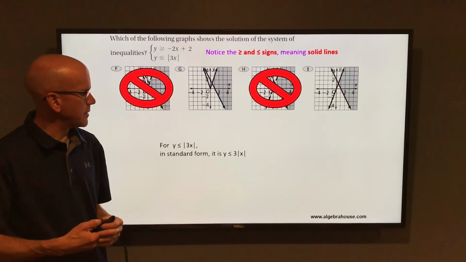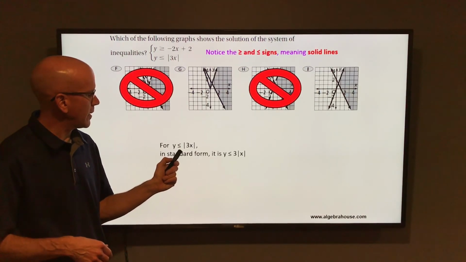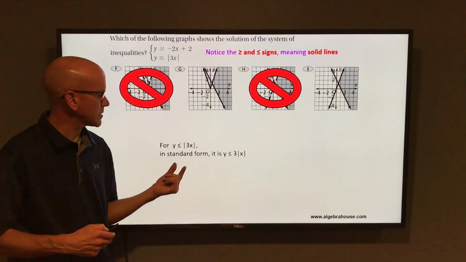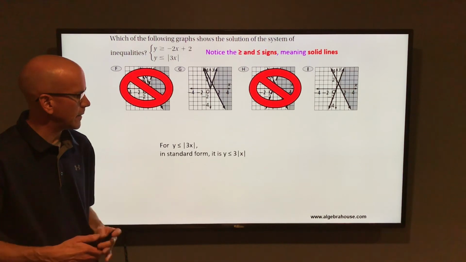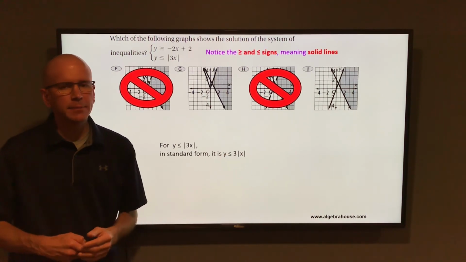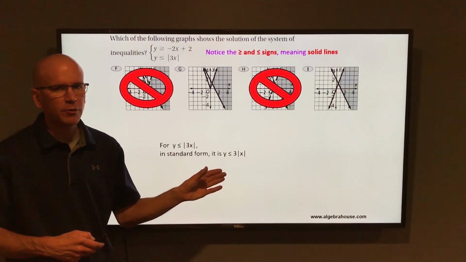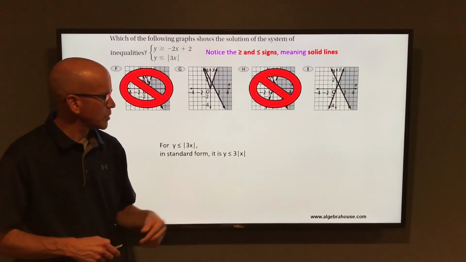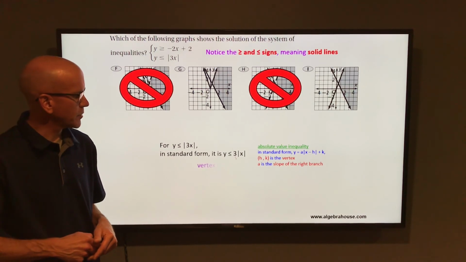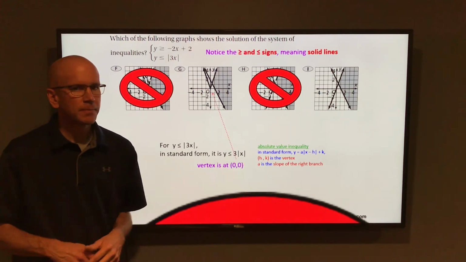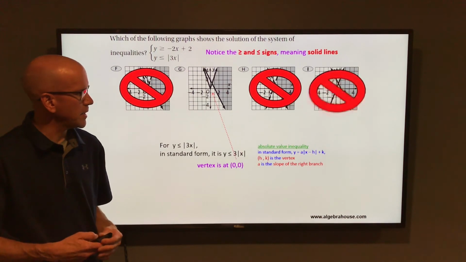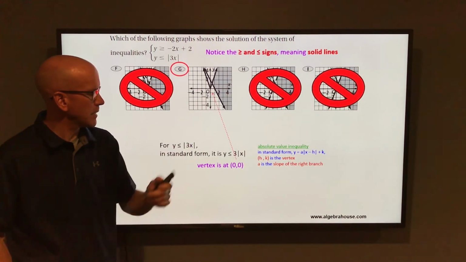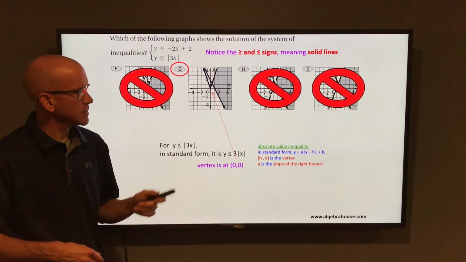Now, the V-shaped graph, the absolute value graph, y is less than or equal to the absolute value of 3x. We can get that in vertex form by factoring a 3 out. If you bring a 3 out in front of the absolute value sign, then you can pick out the vertex and the slope of the right branch. So with that, y is less than or equal to 3 times the absolute value of x. The vertex on that would be at 0, 0. And then the slope of the right branch would be 3. So with the vertex being at 0, 0, and the slope of the right branch being 3, the answer to this is definitely G.